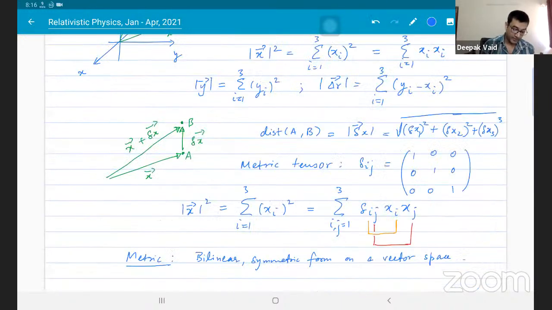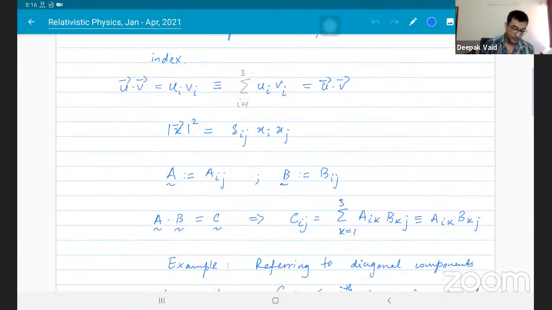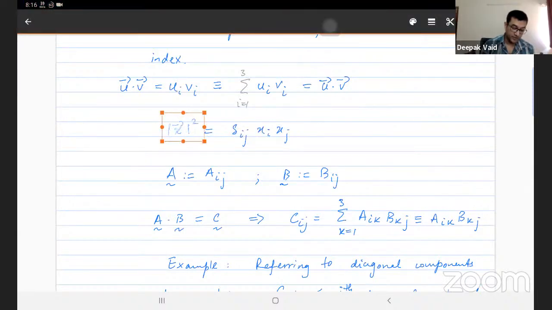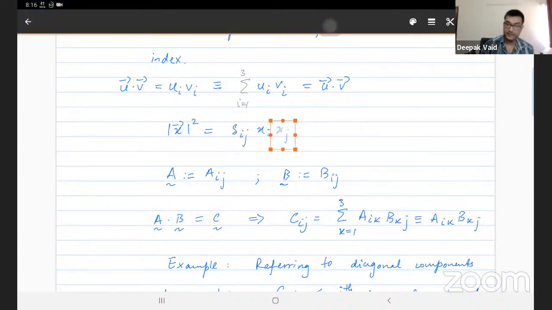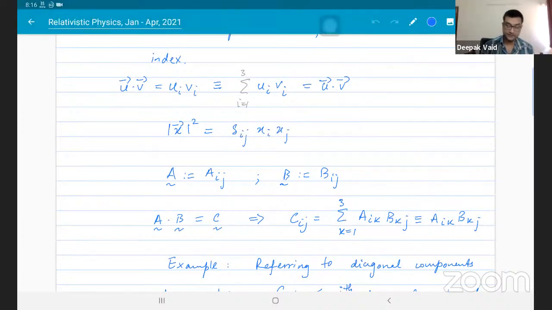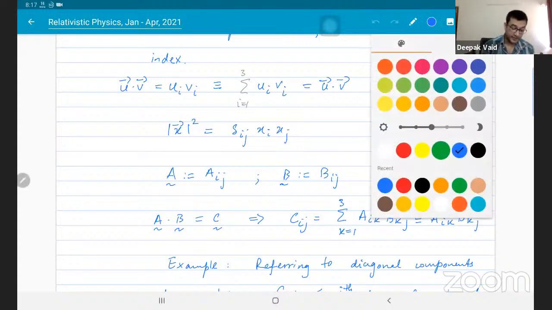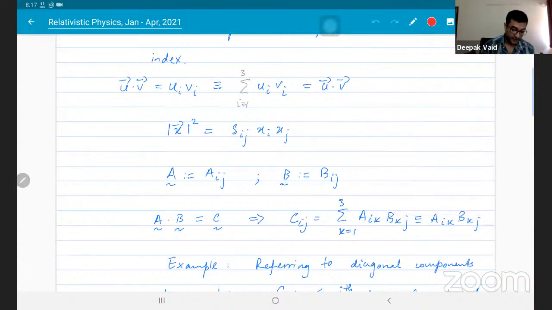So if I want to look at this expression for the length of a vector, then I can write it as x squared, the length squared, is equal to this expression. Now there are two indices, an i index and a j index. Both of these indices are repeating, so it's understood that these indices are contracted.